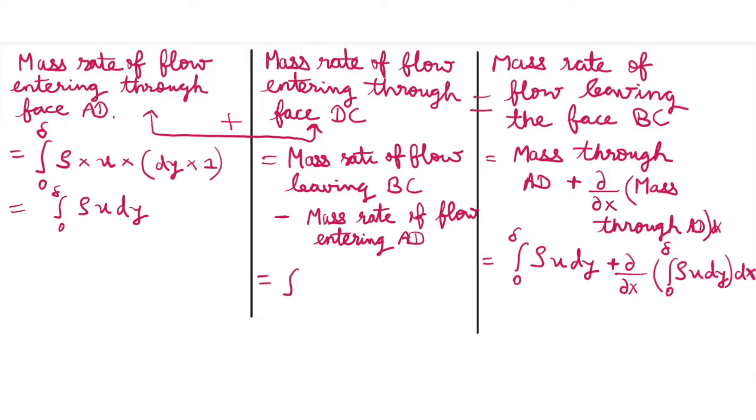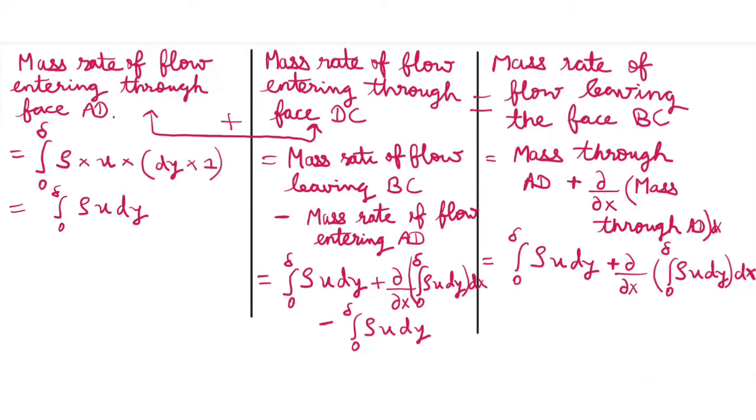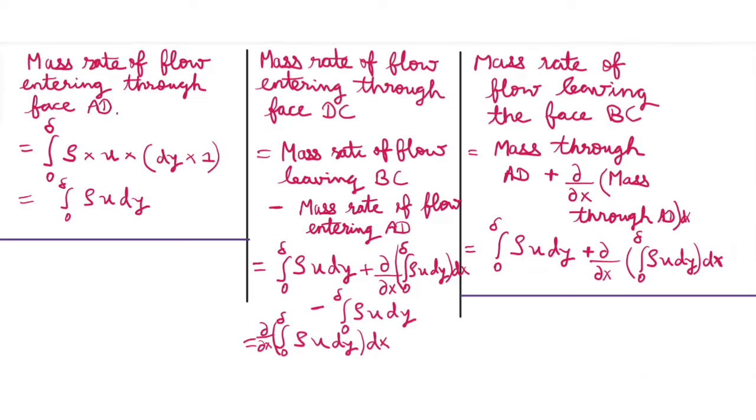Then we'll just place the values here, which is integration 0 to delta rho u dy plus del by del x integration 0 to delta rho u dy into dx, minus integration 0 to delta rho u dy. This rho u dy will get cancelled and we'll have the mass rate of flow entering through face DC, which will be equal to del by del x integration 0 to delta rho u dy into dx. Now we have the mass rate of flow for AD, BC and DC, so we can go for finding the momentum flux.